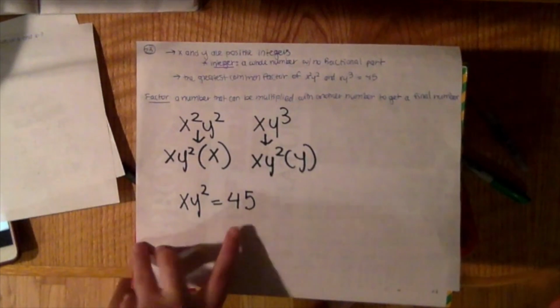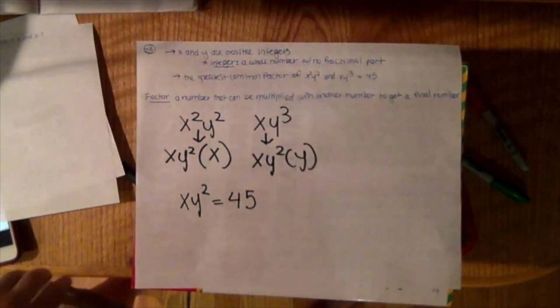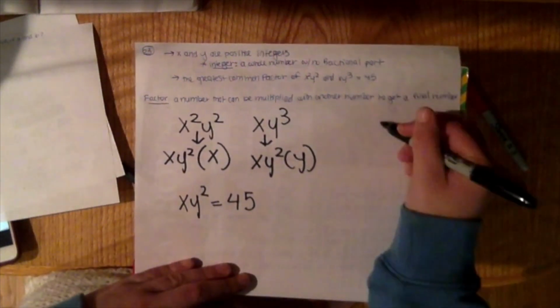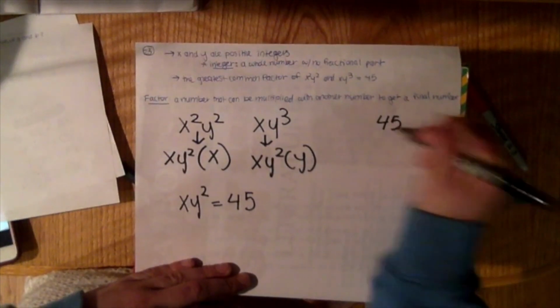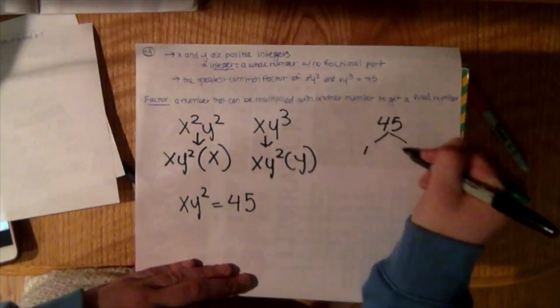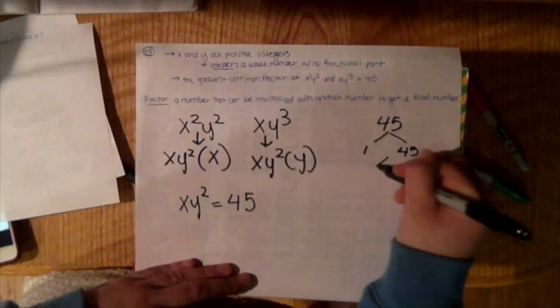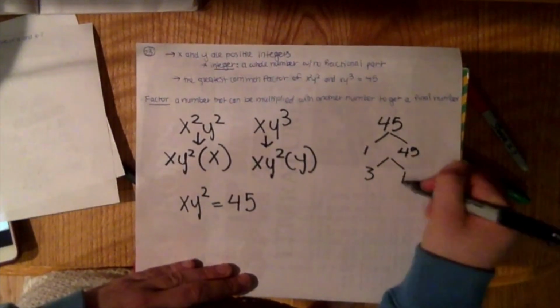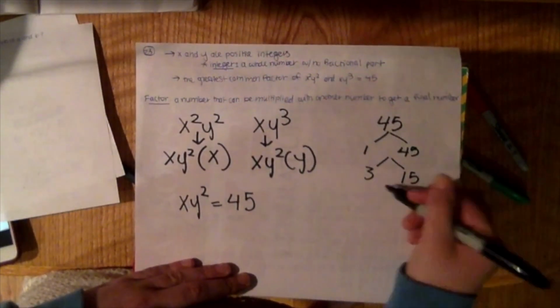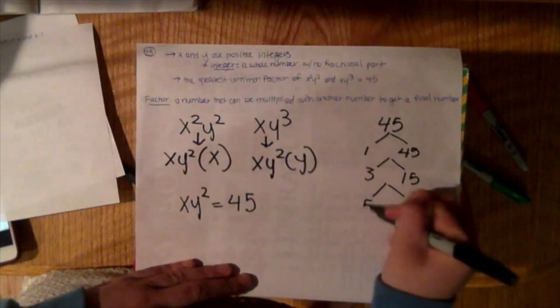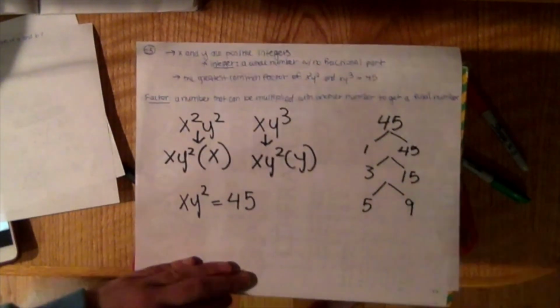So let's think about what we can multiply to get 45 in the first place. So let's make a little factor tree. We can multiply 1 and 45. We can multiply 3 times 15. We can multiply 5 times 9.